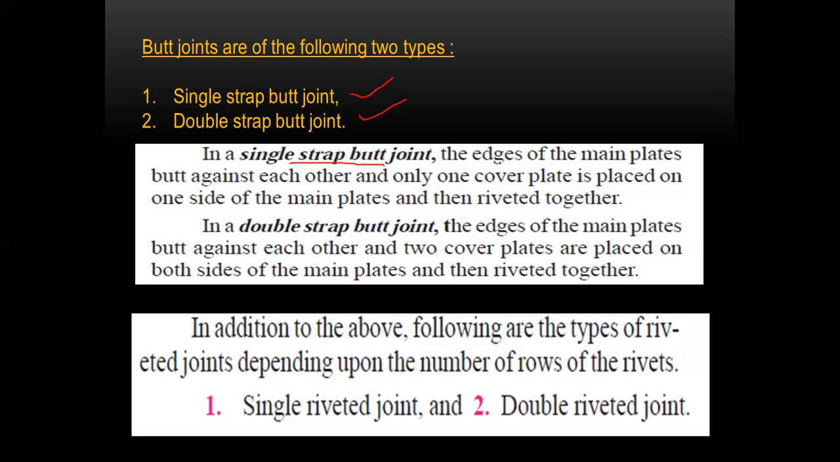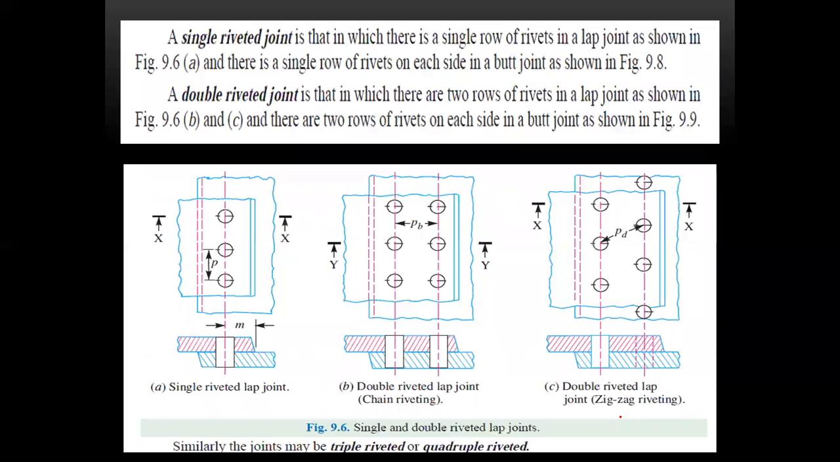So here in the single strap, the edges of the main plates butt against each other, only one cover plate is placed on one side of the main plate and riveted together. In addition to the above, the types of riveted joints depend upon the number of rows of rivets. First one is single riveted joint, second one is a double riveted joint. From the figure you can see which one is single riveted and which one is double riveted.